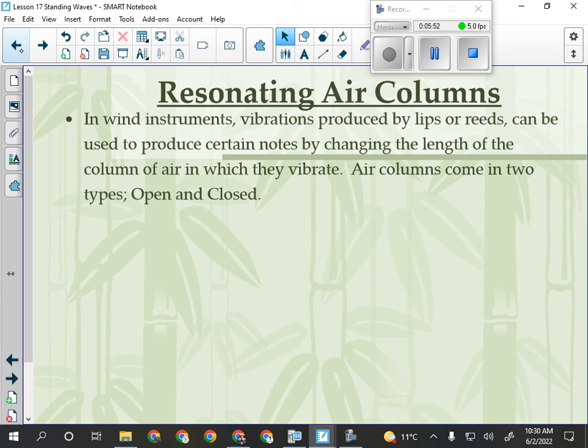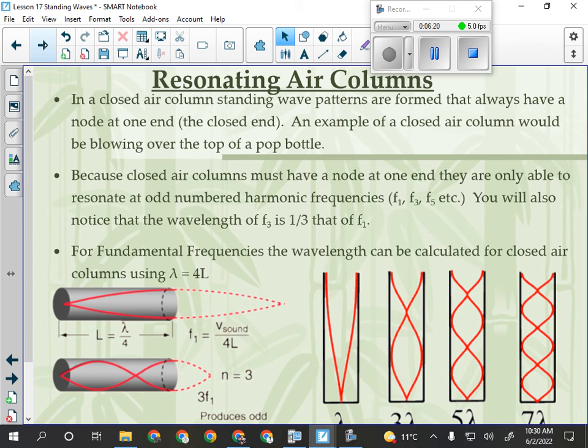Now, the column of air is not completely closed in a closed air column, so the name's a bit misleading. It's only closed at one end. An open air column is open at both ends. If you think about how a musical instrument works, you usually have other places for the air to escape, so you essentially have two open ends to a column of air. Everyone follow that? So the first type we're going to look at are closed air columns.